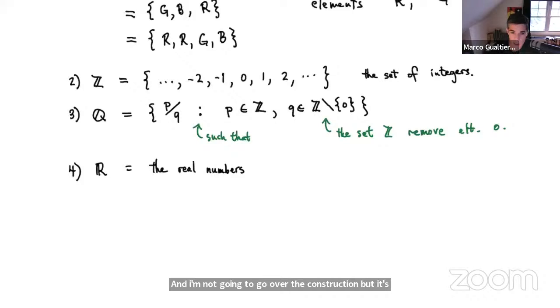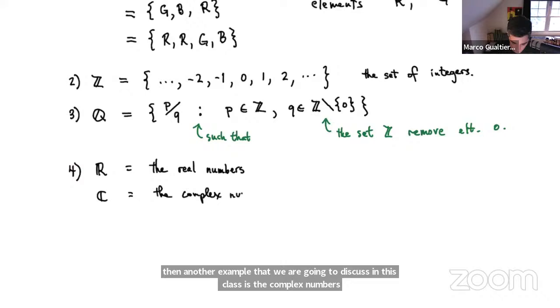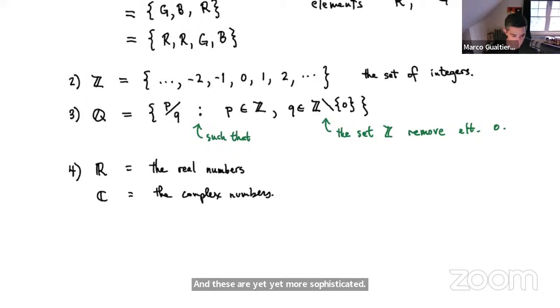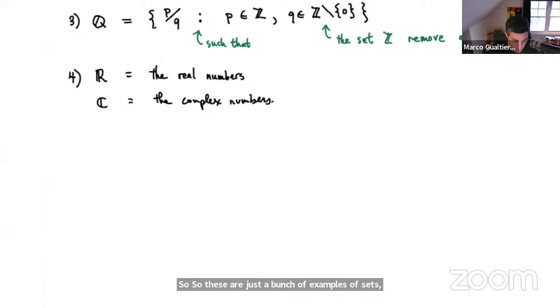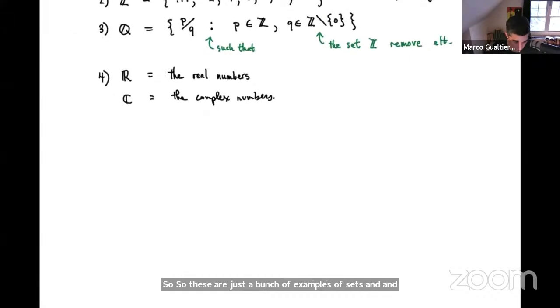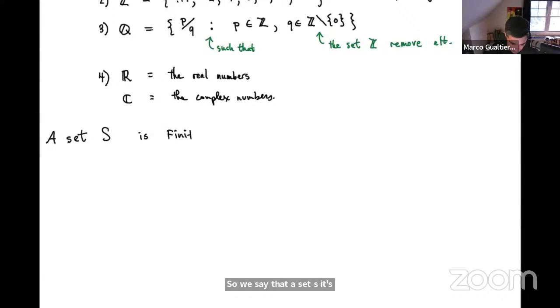And then another example that we are going to discuss in this class is the complex numbers. And these are yet more sophisticated examples of sets. Okay, so these are just a bunch of examples of sets, and let me continue defining this concept. So we say that a set S is finite, and again, this is a very simple idea, if it has a finite number of elements.